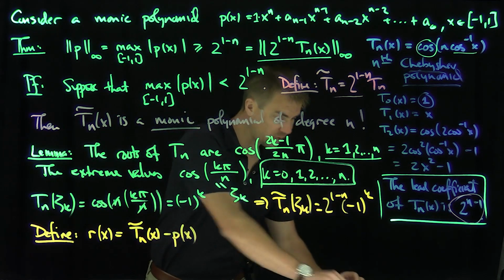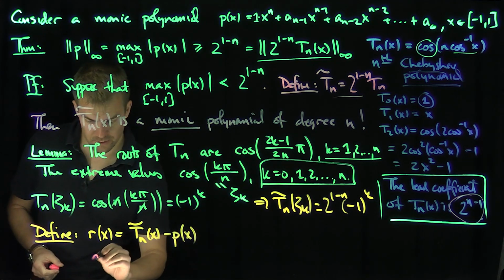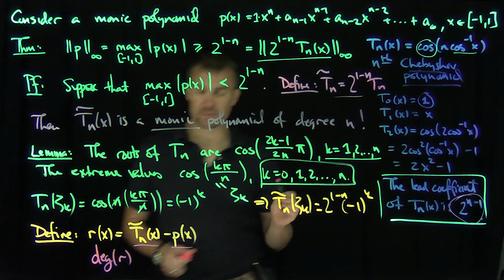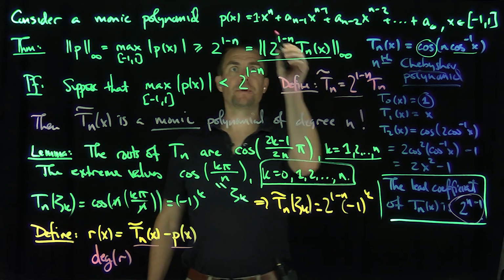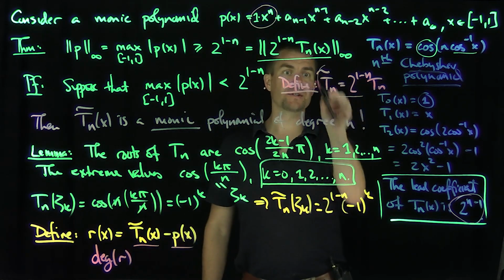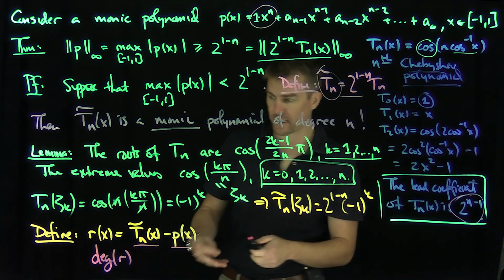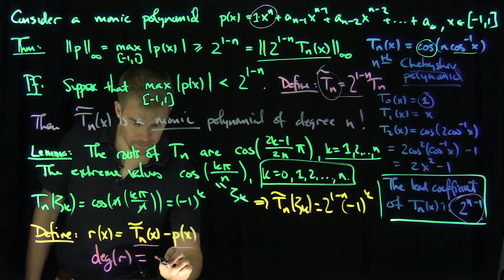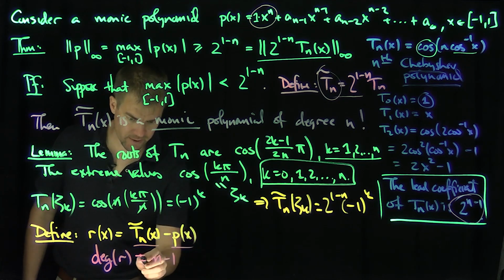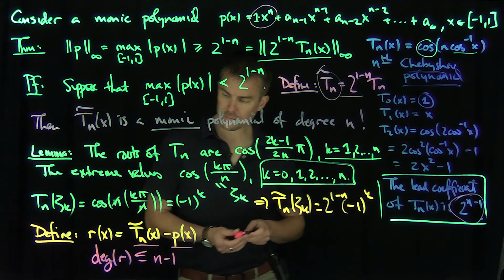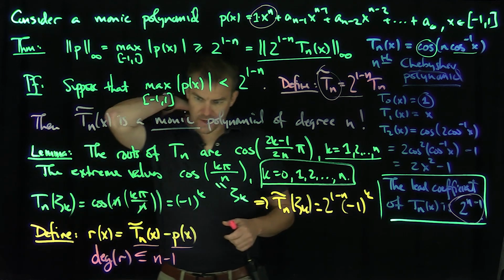So the first observation about this polynomial is the degree of r. Well, they're both monic polynomials of degree n, so this p starts with an x to the n, and so does this Tn tilde. So the x to the n cancels in both of them. So it's a polynomial of degree n minus 1, or less, right? It's less than or equal to that, but the worst it can be is n minus 1, okay? Good.